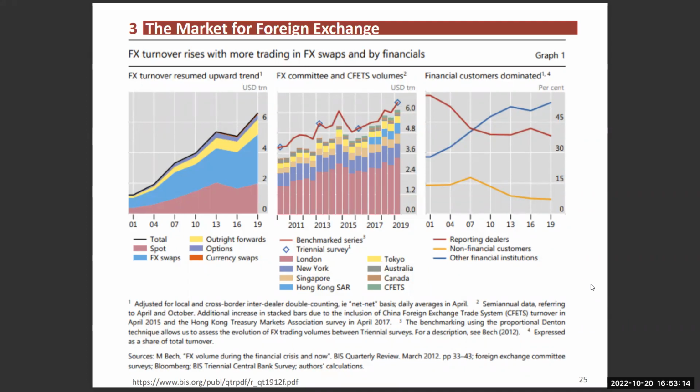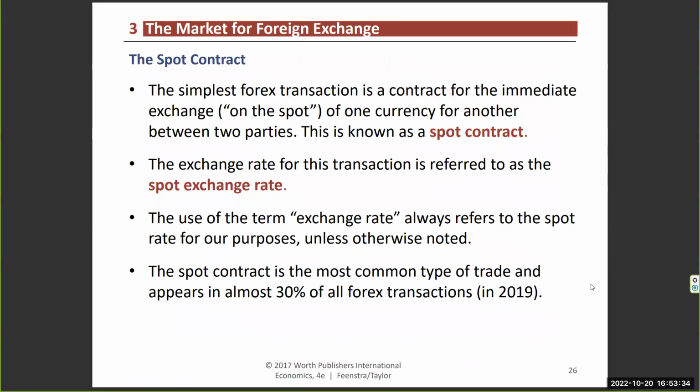Okay, so if you are more interested in how the FX market is going and want to read a full report, go to this PDF file. I don't know how many pages, 30 pages I think it is, but if you are interested, this is available for you.